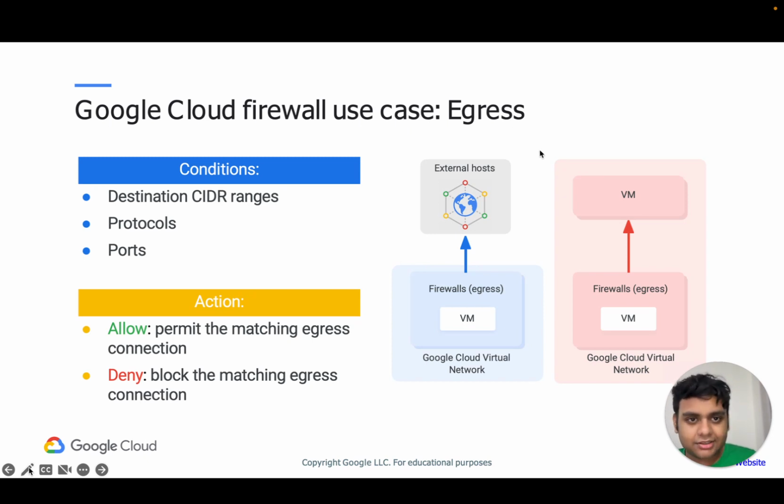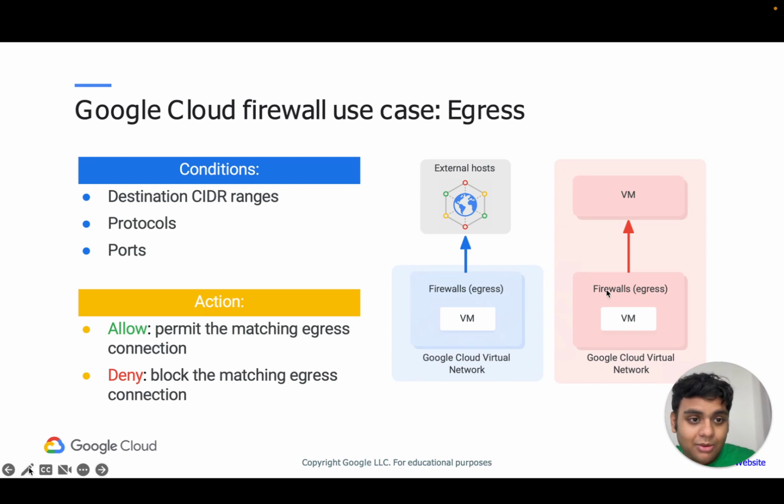So what is egress? Well, there are conditions for this to work: destination CIDR ranges, some protocols and some ports. This makes sure it is egress. Well, the action is, it will allow. When will it allow? It will permit the matching egress connection, and it will deny, it will block the matching egress connection. So these are the two actions it can do.